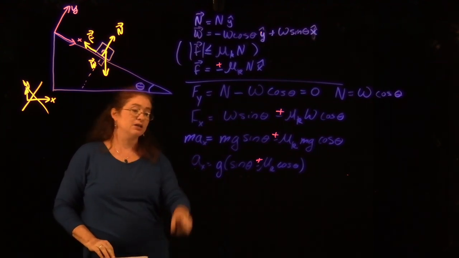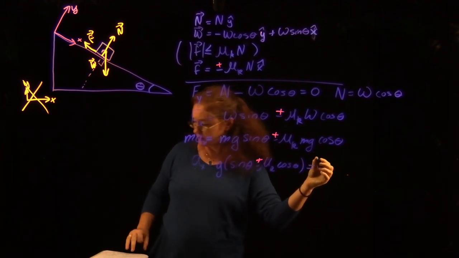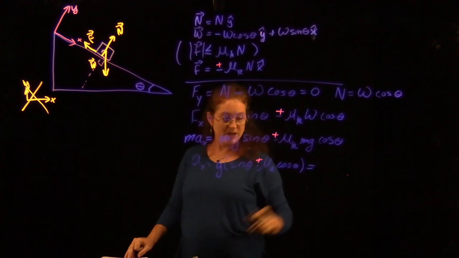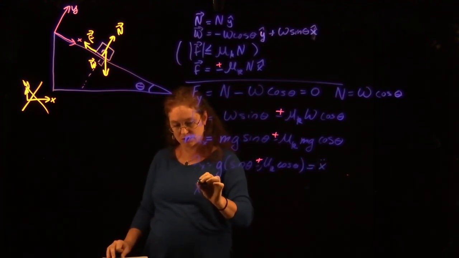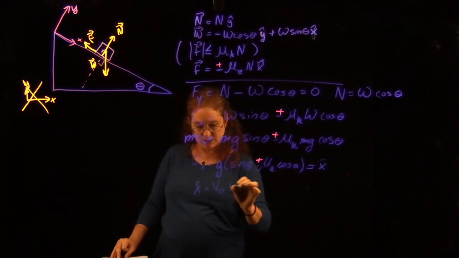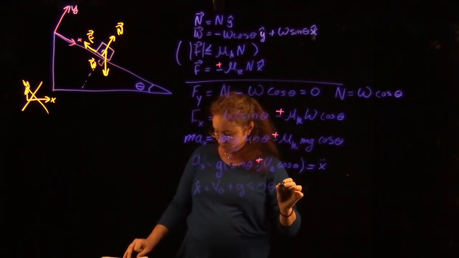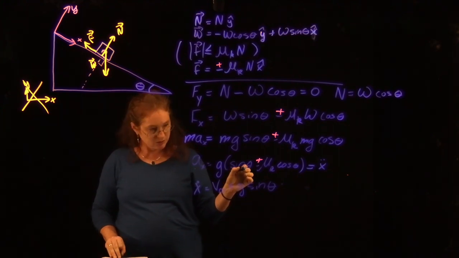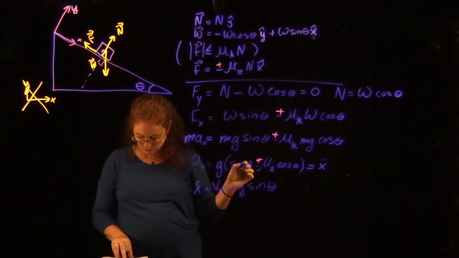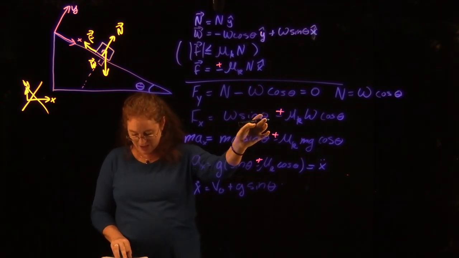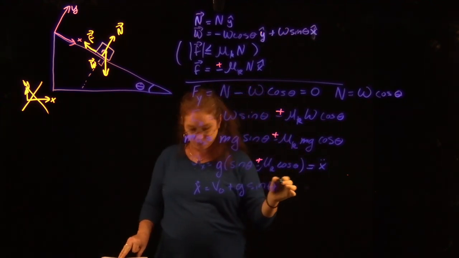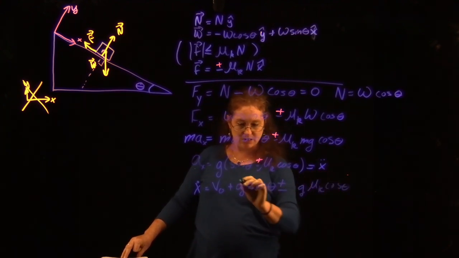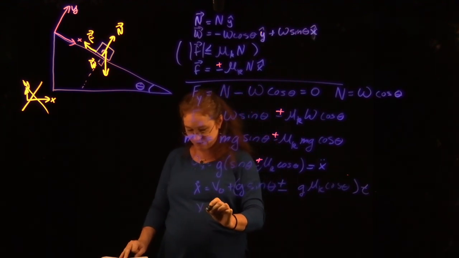All right, and then you could choose how you do this. This is x double dot. So you can integrate it twice, or you can use our standard kinematic equations. x dot equals v naught plus g sine theta. I have to treat my signs carefully because I happen to do the exact opposite in my notes of what I wrote on the board. So here, plus or minus g mu k cos theta. That is the curse of never doing things exactly the same.